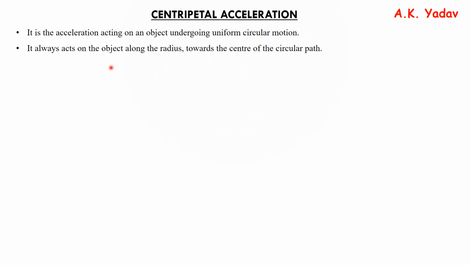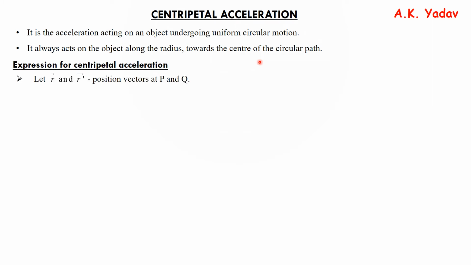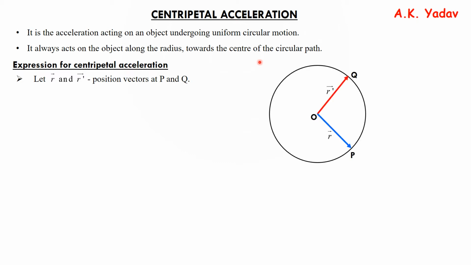Centripetal acceleration. It is the acceleration acting on an object undergoing uniform circular motion. It always acts on the object along the radius towards the center of the circular path. Now we will derive an expression for centripetal acceleration. Let r and r' be the position vectors at points P and Q.